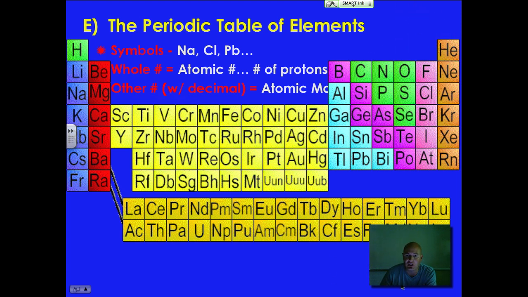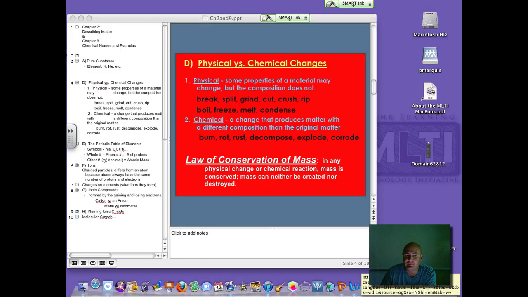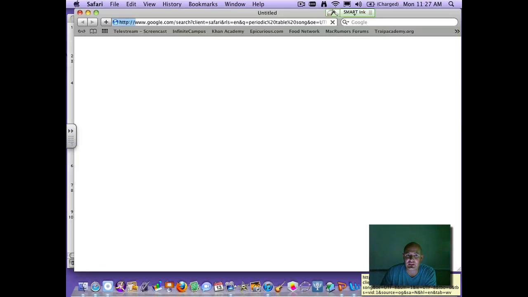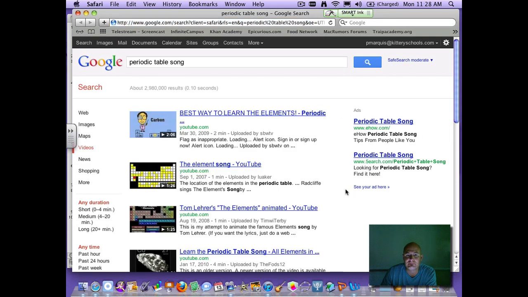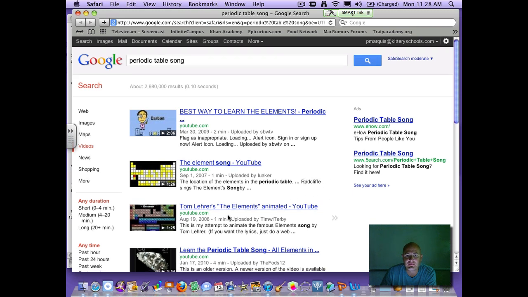Looking now at this periodic table, there's the element song. I'd like to see if we can play that right now. All right, so this is a good one right here. Tom Lehrer.